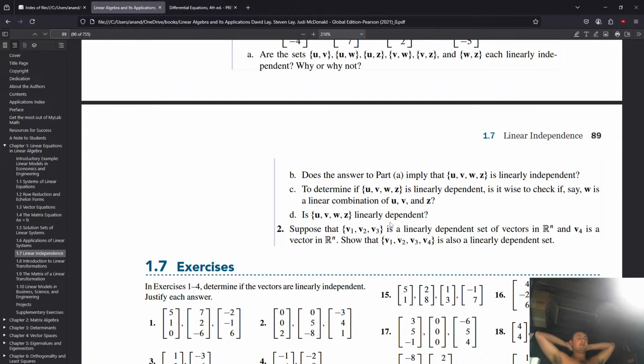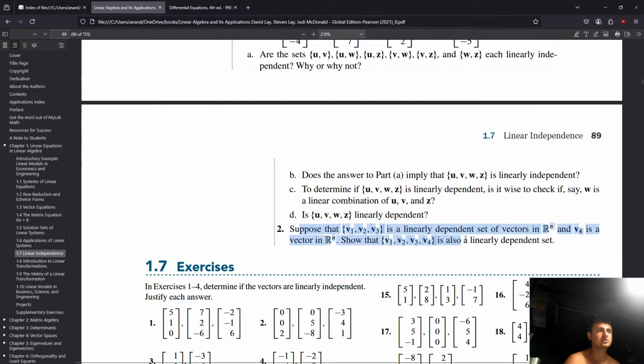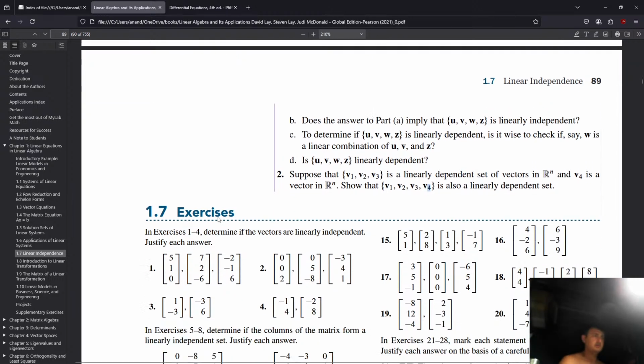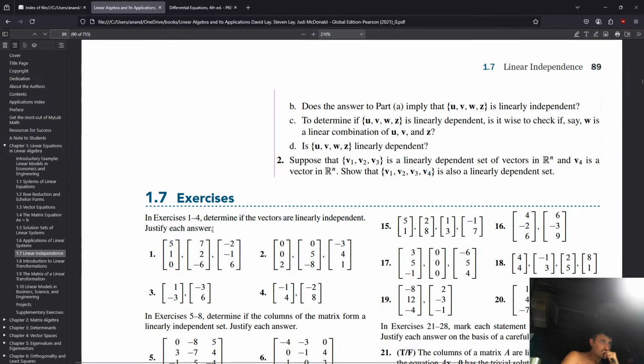Oh, no, that's silly. This is obviously true, even if there's no combination of V1, V2, and V3 that makes V4. What you do is you just set its weight to 0, and then you put back the weight. So it's the same linear combination, just with a 0 tacked on at the end. So that is... sometimes this thing is so stupid, man. Alright, cool.